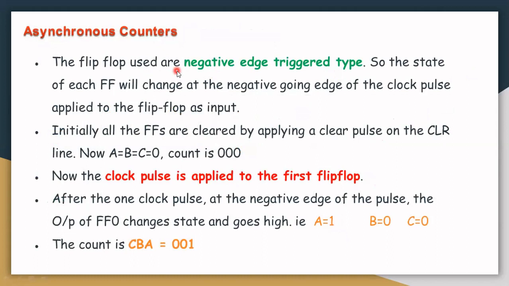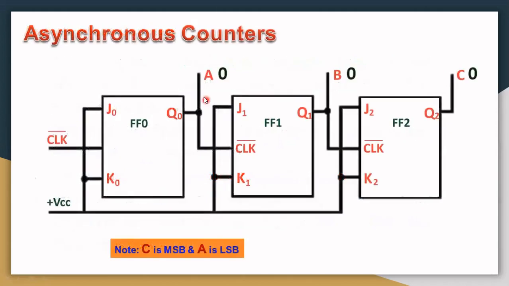So, in the case of asynchronous counters, the flip-flops used are negative edge trigger type. So the state of each flip-flop will change at the negative going edge of the clock pulse. Initially, all the flip-flops are cleared by applying a clear pulse on the CLR line so that A, B, C is equal to 0 and count is 0. Now, the clock pulse is applied to the first flip-flop. So, initially, A is equal to 0, B is equal to 0 and C is equal to 0.